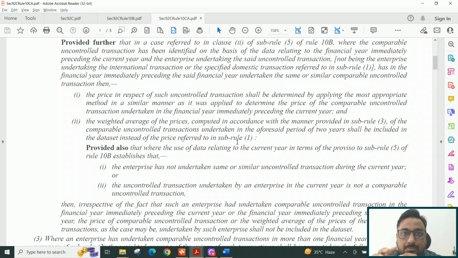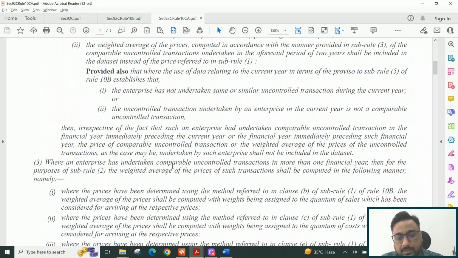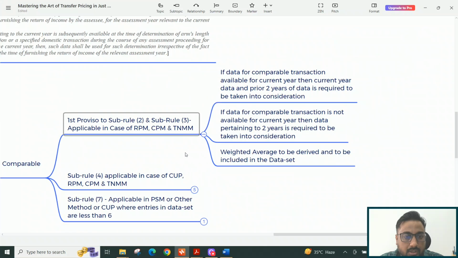Now let me just make it easy for you, right? We are here for practical understanding, because the way the law has been worded, at first instance it may seem confusing to you. So what I have done is I have broken down this entire first proviso, and I have also broken down this entire sub-rule 3. Now what it means to say, let me just move to the screen.